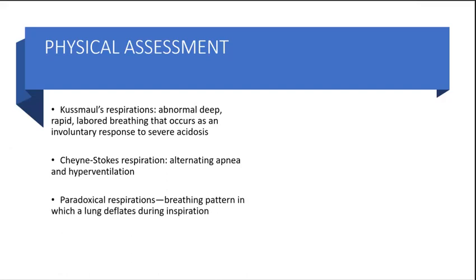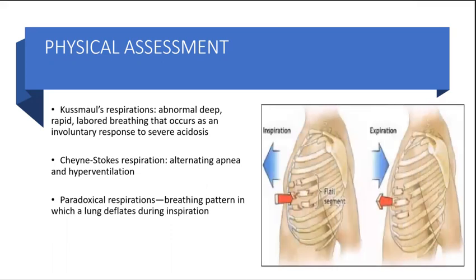With paradoxical respiration, you see a breathing pattern in which the lung deflates during inspiration. So it's almost like an opposite of what it should be. So here, the lung is deflating during inspiration, possibly due to a flail segment or a flail chest.